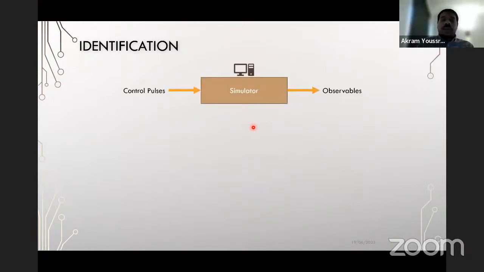Okay, so let's start by talking about identification. If you want to abstract what we do, for any quantum device, the abstraction is the following. We have some control pulses that we can apply, like magnetic fields or voltages, and we have an observable. An observable is something that we can measure in experiments. When we do the design, we have a simulator. The simulator will take these pulses and predict what the observables should be. For example, this simulator will solve the Schrodinger equation and simulate the evolution of a quantum system. So this is one side of things.